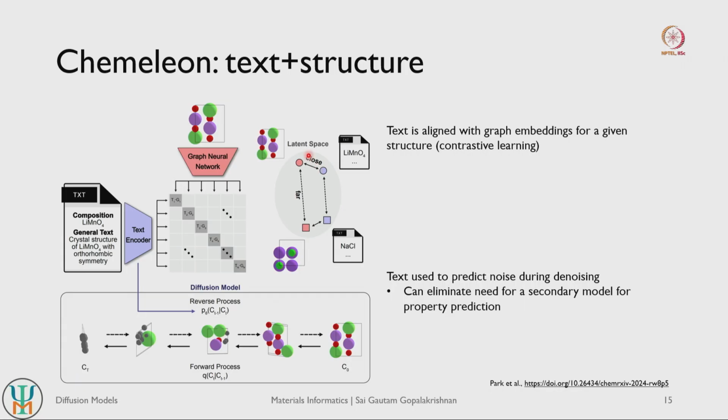One of the examples of a diffusion model that we will look at in our hands-on session is Chameleon. So Chameleon actually takes into account both text as well as structural information. Each text is aligned with the graph embeddings that you generate for a structure. So for example, if you have a LaMnO4 structure, there is a graph network based embedding that is generated for that structure, and then that structure is matched with the text embedding that corresponds to LaMnO4.